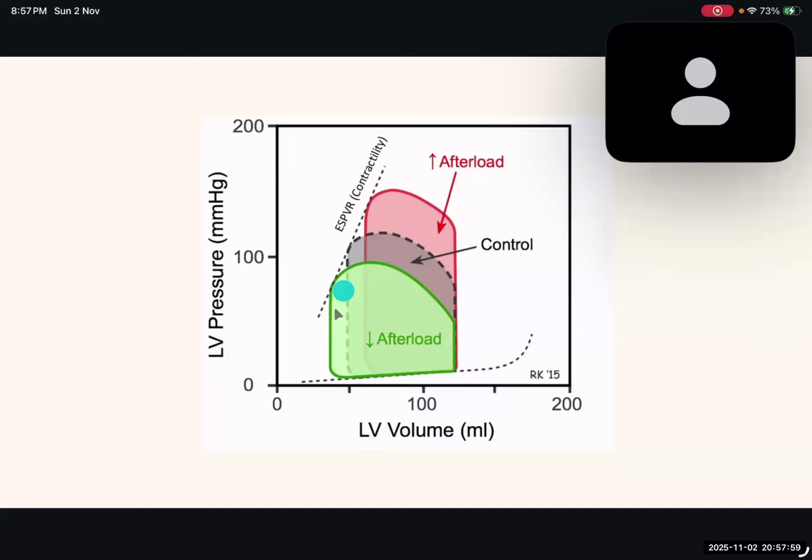Now we have this line, the end systolic pressure volume relationship, the contractility. The more diagonal, the steeper the slope, the higher the contractility. This is raised in sympathetic stimulation, in states of hypernatremia or excessive sodium in blood and things akin to that, or during exercise. This here is going to be the preload.